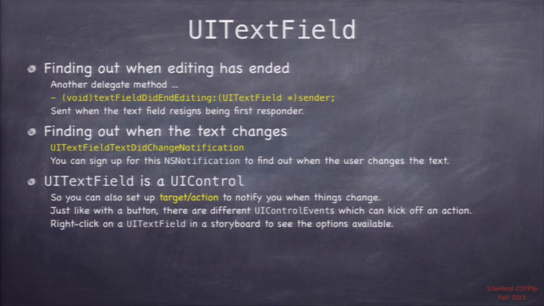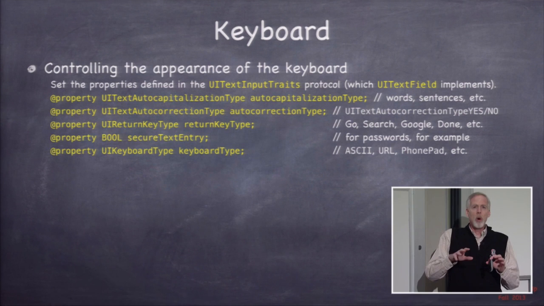It also has a radio station that it broadcasts on every single keystroke. So if you want to find out every single character that's typed in your text field, you can sign up to listen to this radio station, and you'll find out what's going on. And like I said, UI text field is a control, so you can set up target action as well. So there's a lot of ways to find out what's going on in a text field, depending on the granularity that you want.